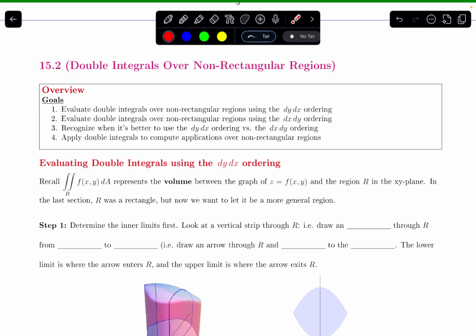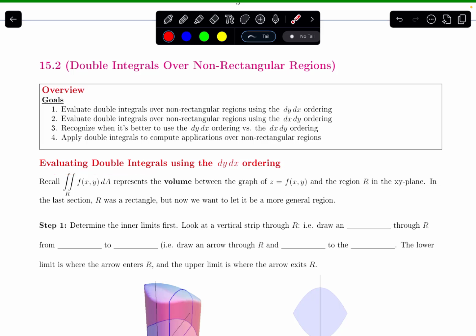In this video, we are going to start our section learning how to do double integrals over non-rectangular regions. So our goals are to do double integrals over non-rectangular regions, and we'll learn how to do that in two different orders of integration. We'll recognize when it's better to use one order versus the other, and then finally to apply double integrals to compute applications over non-rectangular regions. So in this video, we are going to focus on evaluating double integrals using what's called the dy dx ordering.